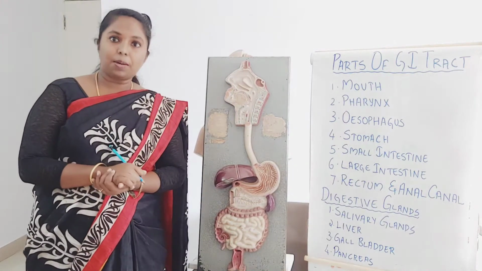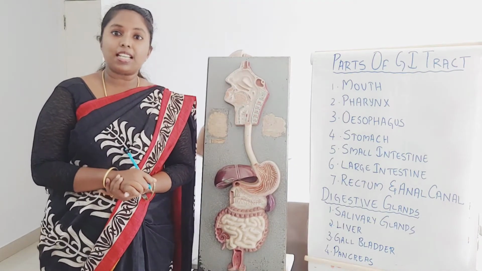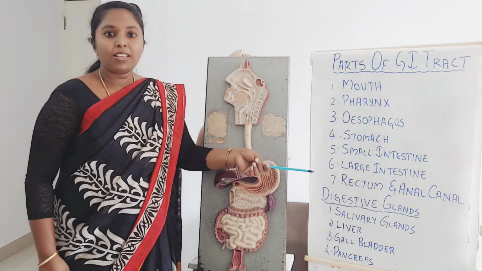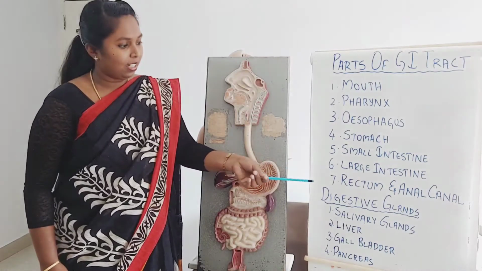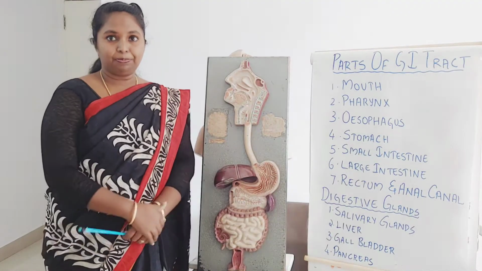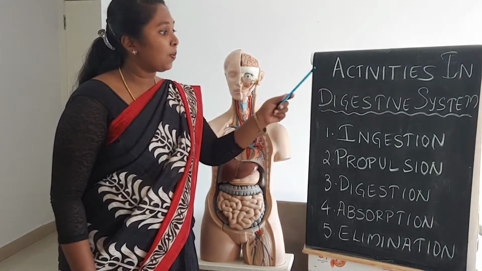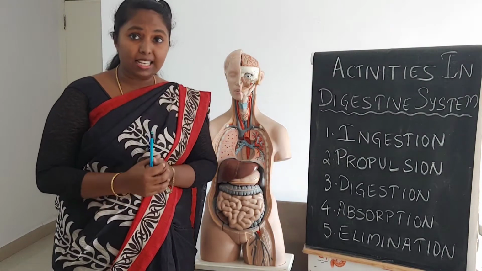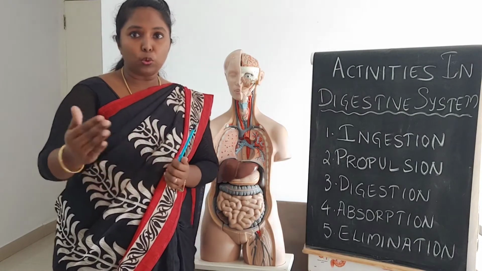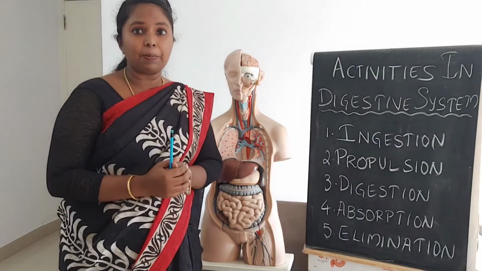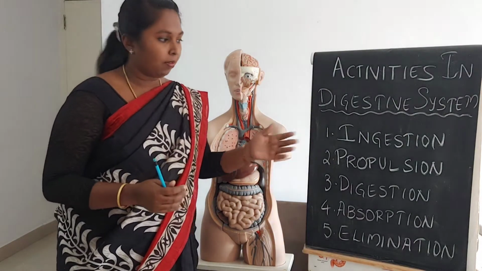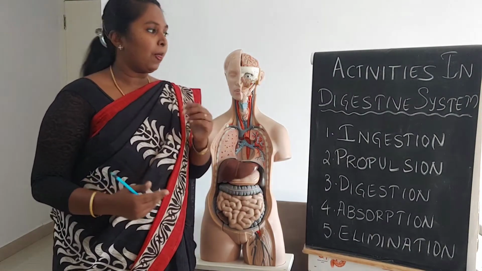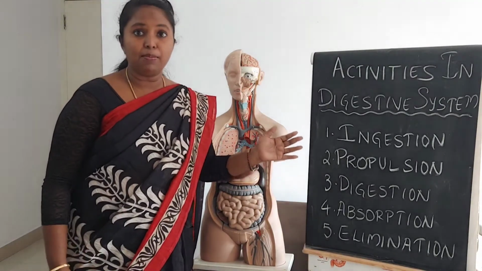So in the digestive system there are two parts: the gastrointestinal tract, which has the 7 parts above, as well as the digestive glands. These are the digestive glands. Next we'll move on to the activities in the digestive system. There are 5 activities that take place in the digestive system. As we move through this system, I will be using terms like ingestion or propulsion, so you should know what they mean. Okay, we'll move forward with these activities.